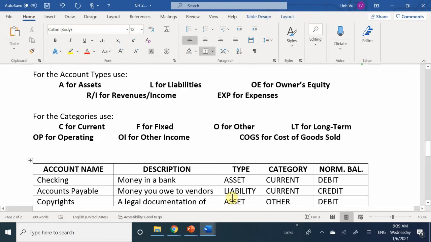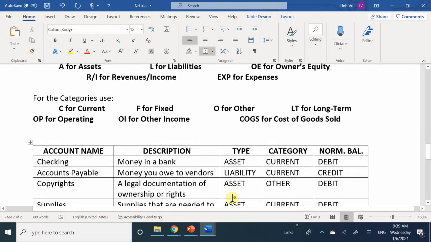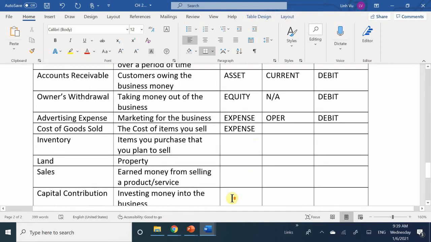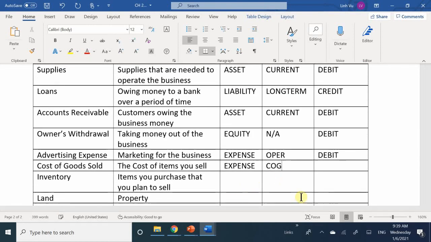Okay, so remember, use your review sheets. What are the categories for expenses? It is a cost of goods sold, so COGS for short. And what kind of balance would it normally have? Not credit. Debit. It's an expense. Yes, expense is a debit. That's right. Good.